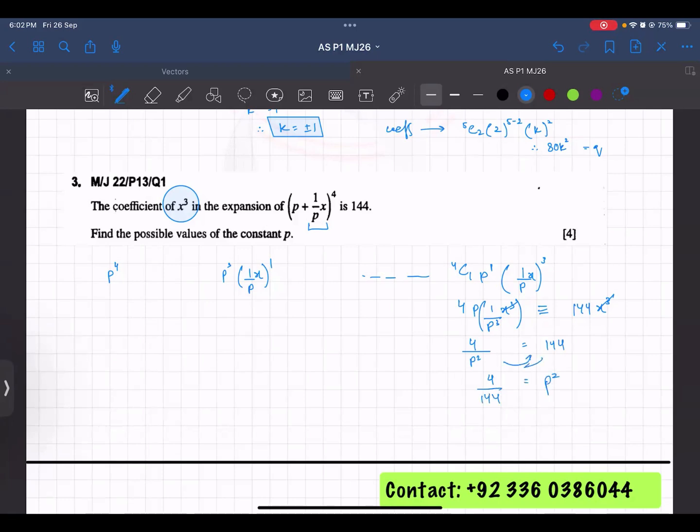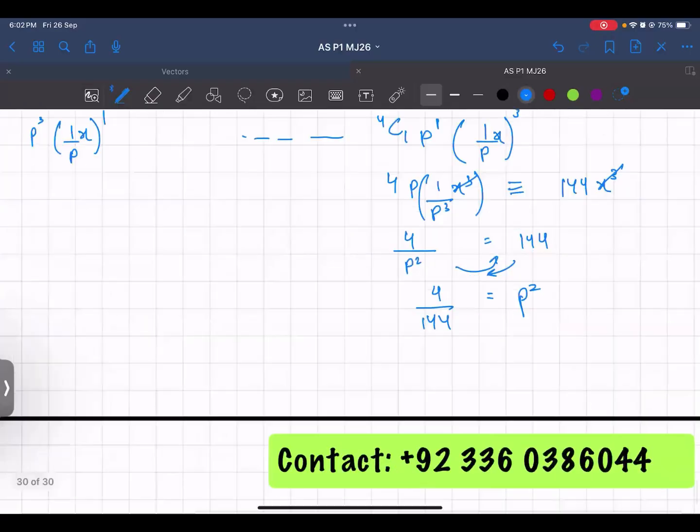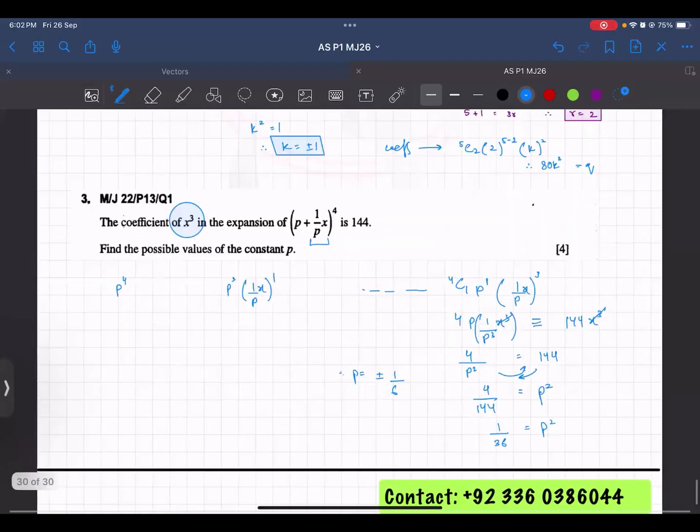This goes over there, multiply, this comes down and divide. So 4 upon 144, how much is it? 1 upon 36 is equal to p square. And therefore your value of p will come out as plus minus 1 upon 6. Find the possible values of p. So that's it. 4 marks for just this working.